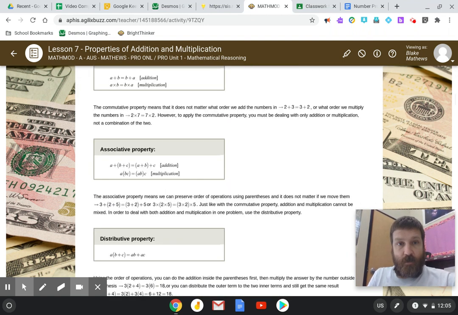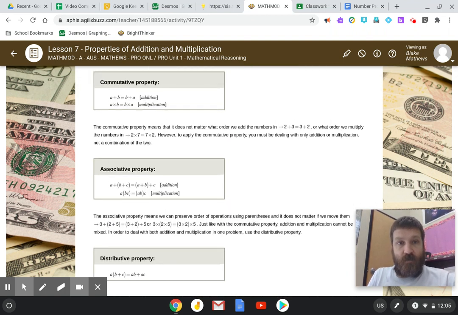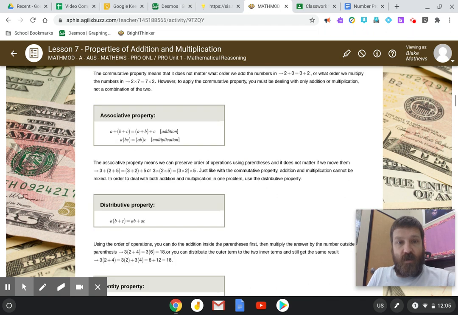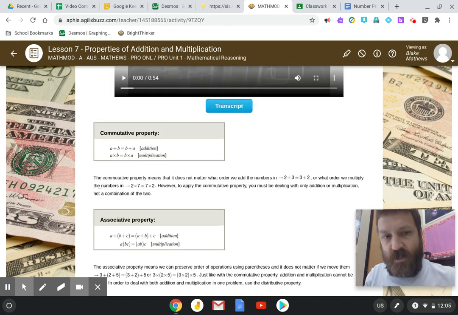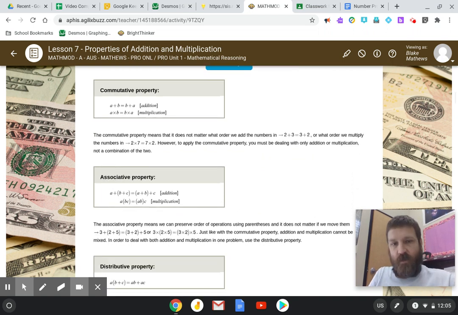like you see down here, commutative property, A plus B equals B plus A, or A times B. All of these are given in sort of formulas. So I've boiled them down into more descriptive language, so you can understand the concept as opposed to just memorizing a formula. So we're going to go through these, and then we're going to look at the way the lesson presents it.